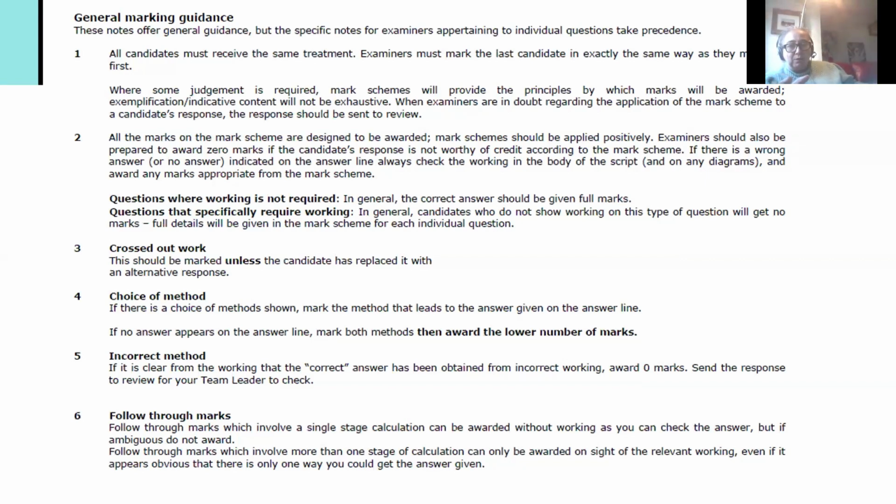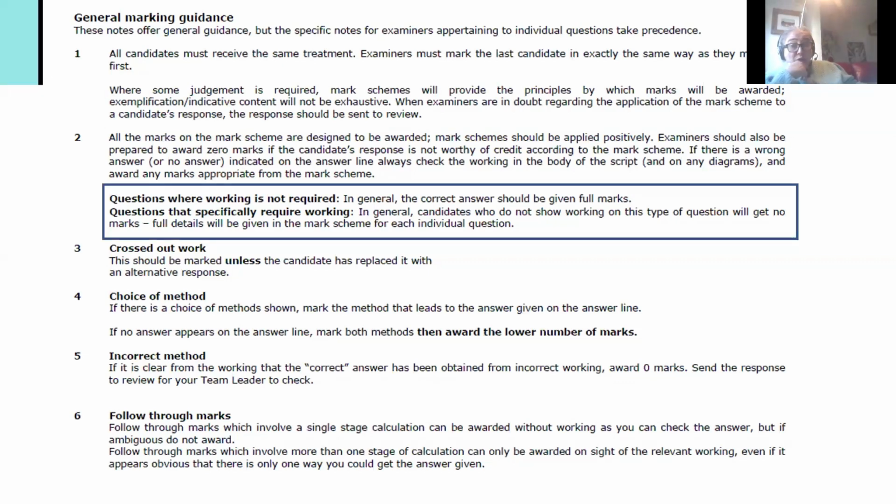I don't expect people to, it's at this point that people will have questions. Bear with me because I've tried to find examples from the Summer 24 series to exemplify each of these, but I want to be explicit about some of these principles. So the first one that I always talk about is where working is not required, and where it is required. In general, if it doesn't say show your working, prove, they will gain full marks.